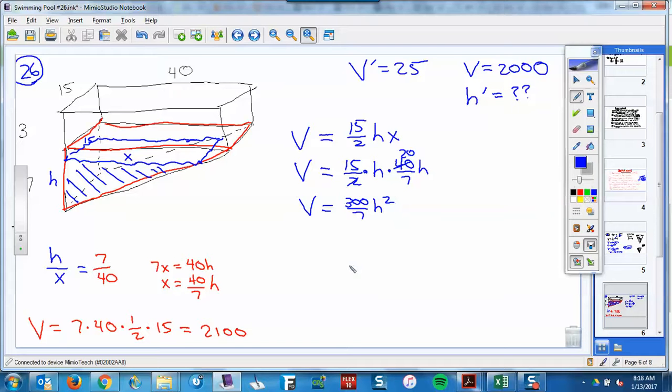And now what? V prime would equal 600/7 H prime, right? Bring the 2 down in front. We would have that. And then we got everything we need. Our V prime is 25. Our H, oh no, we don't have everything. We need an H yet. And then we got our H prime. How would we get our H?